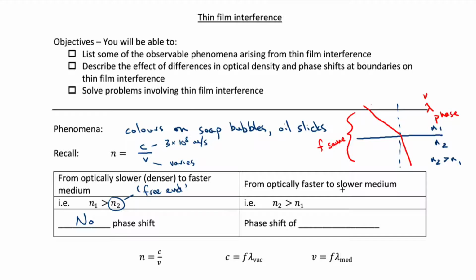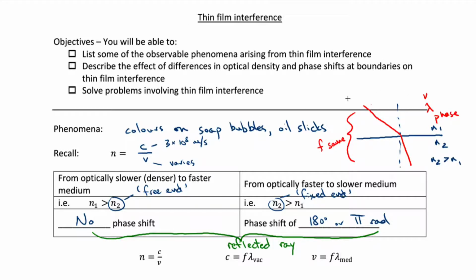In contrast, if we go from an optically faster medium to a slower medium, in this case n2 is greater than n1, and n2 acts like a fixed end as we saw in the simulation, and just as we saw in the simulation that the pulse reflected upside down, in this case we'd get a phase shift of 180 degrees, or if we're working in radians, pi radians. And just like in the simulation, we were looking at the orientation of the reflected pulse. Here, be careful that the phase shift we're talking about is a phase shift in the reflected ray, not in the transmitted ray. So let's go back up to this diagram to explain what I mean.